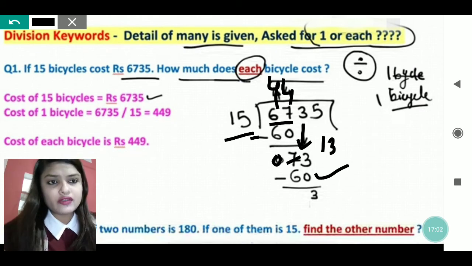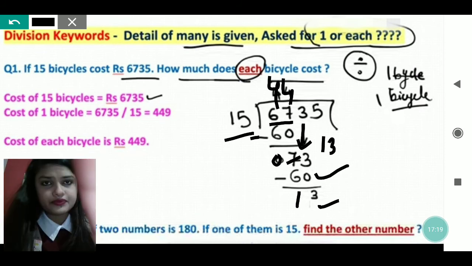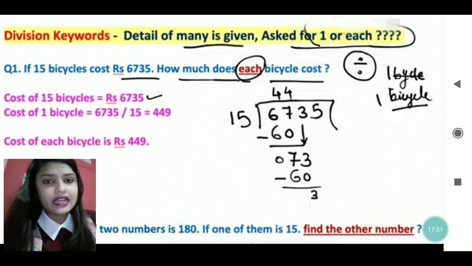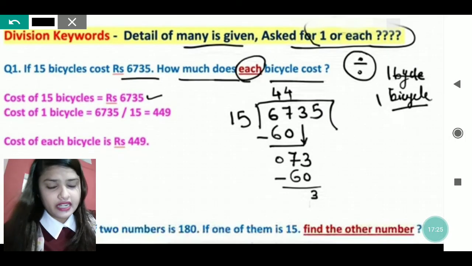So what will you get when you subtract? No, 3 minus 0 is there, na? So 3 minus 0 is possible. So 3 minus 0 is 3, and 7 minus 6 is 1. So it is 13. What have you got? 13. So 1 you will write.